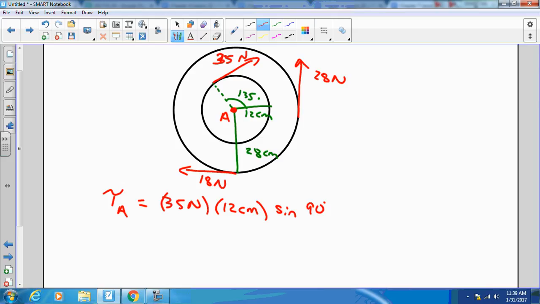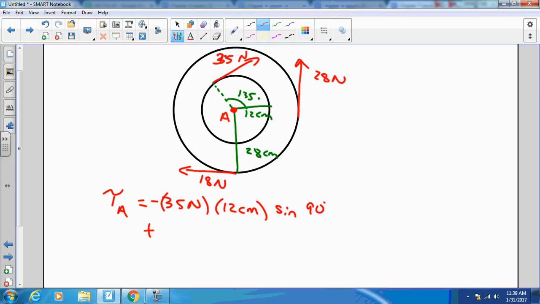Finally, the thing we have to pay attention to that students are going to want to forget is the orientation. Is this 35 Newton force causing a clockwise or counterclockwise rotation? Clockwise. Therefore, minus.